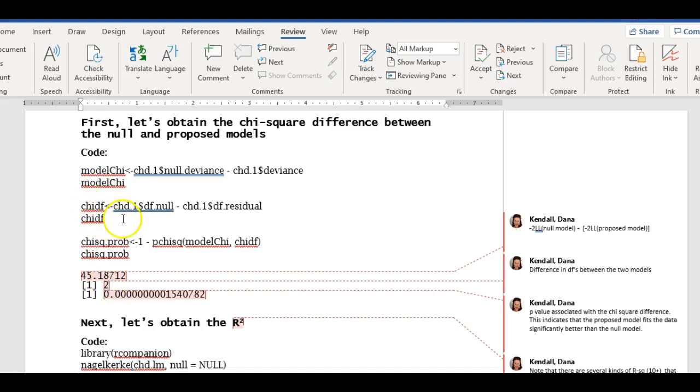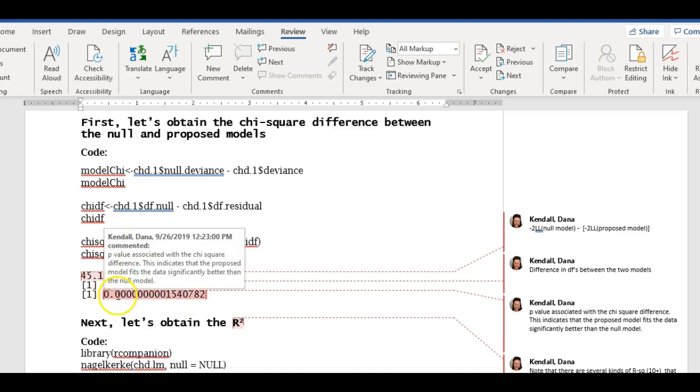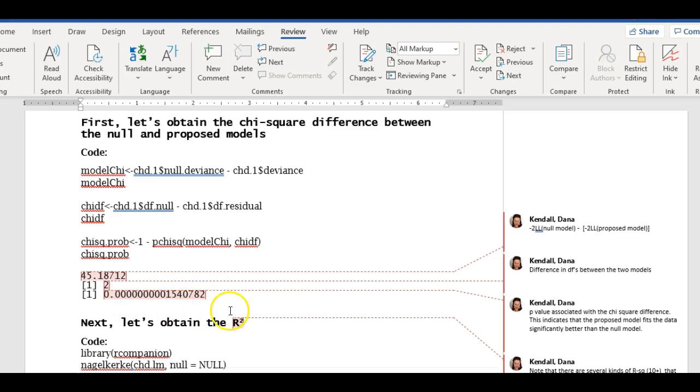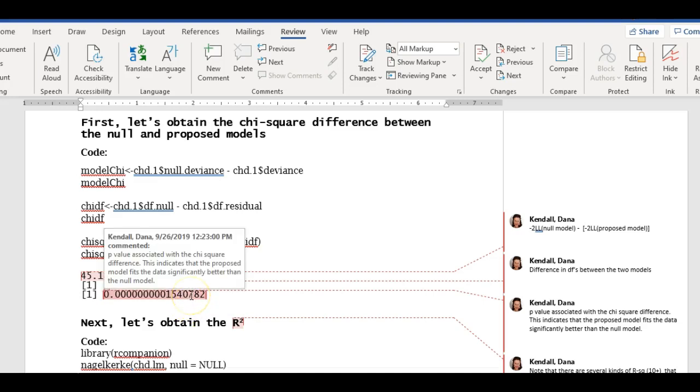And then 2 is the DF. So we asked for the DF difference between the two models. The null had none, and the proposed model had 2, so that's why it's just 2 minus 0. And then the p-value specifically associated with that difference in chi-squared is this. And so this tells us that the two predictors added significantly to the prediction of heart disease. That's what this means.